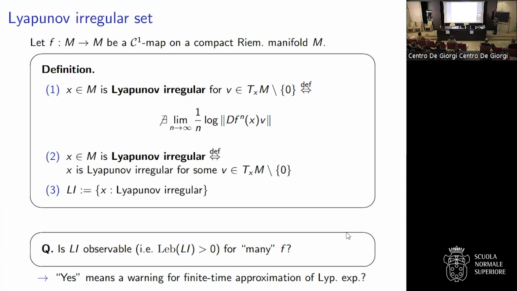I want to consider this problem because for some people, positivity of the Lyapunov exponent means a signal of chaos. I think some people compute the Lyapunov exponent by computer and conclude, okay, this is positive, so I found chaos. And I'm a little bit scared about that attitude. So if the answer to this question is yes, maybe this is a warning to such an attitude, I guess.